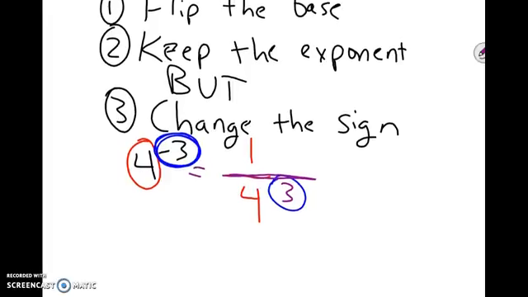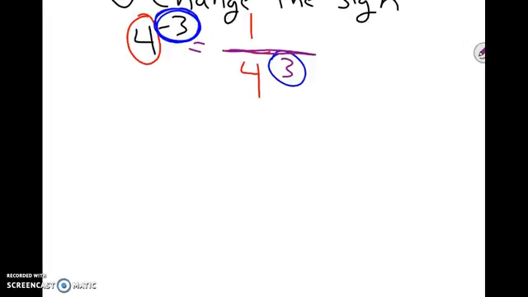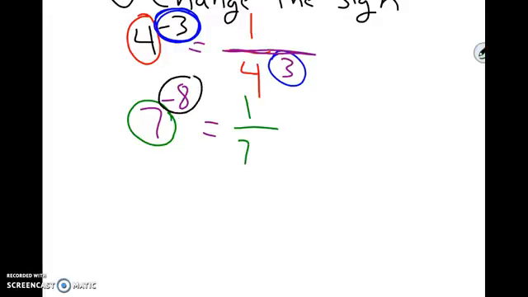Let's do one more. So let's say I have 7 to the -8. We're going to always flip the base. The base is 7. It becomes 1/7. We're going to keep the exponent but change the sign. -8 will become +8. So my final answer, 1/7 to the 8th. And that's it.